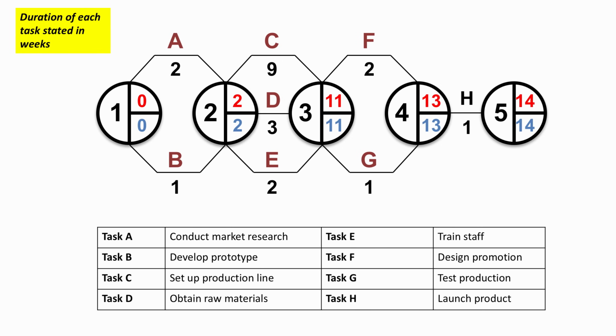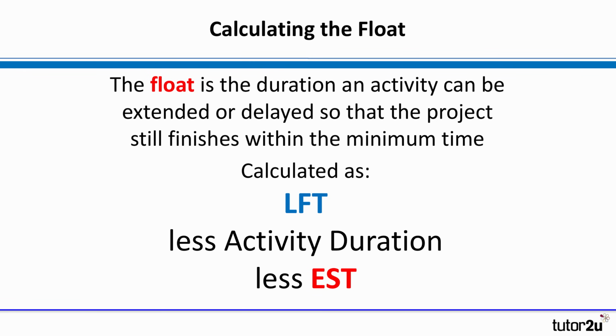Now, what do we glean from that? What is the critical path there? What is the longest path through the diagram? The activities that can't be delayed without making the whole project last longer than 14 weeks. Well, one way of identifying that is to look for activities that have no float. What do we mean by float? The float is the duration an activity can be extended or delayed without the project being delayed further. So it can still finish within the minimum time.